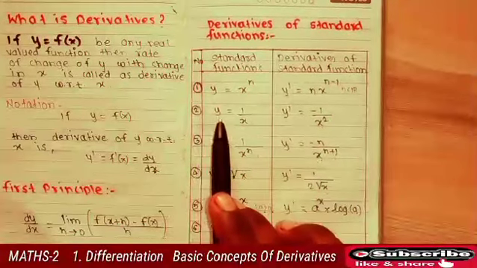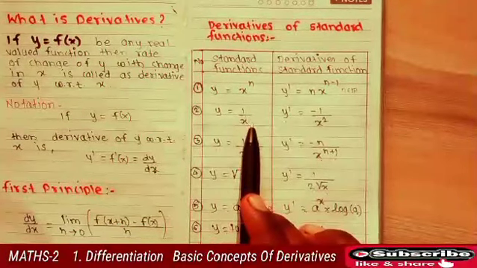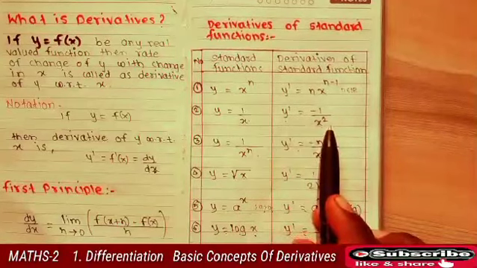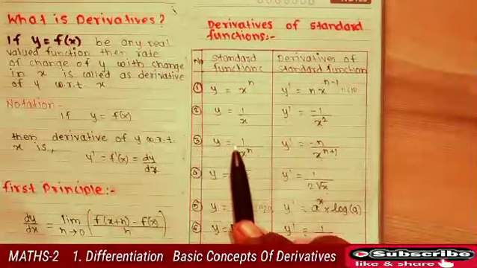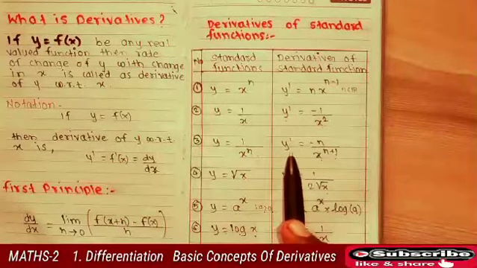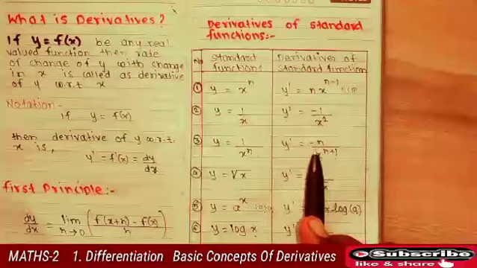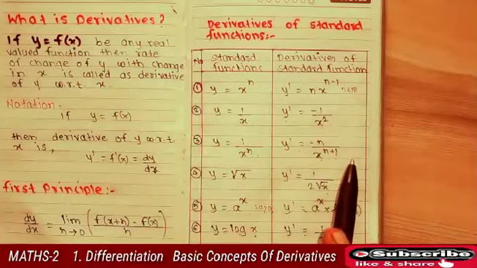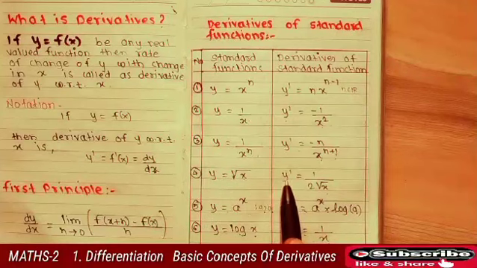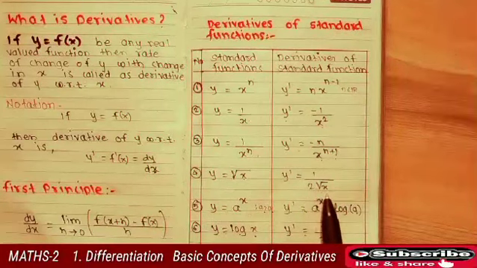Second formula, if y equals 1 upon x is the standard function, then its derivative y dash equals minus 1 upon x square. Third formula, y equals 1 upon x raised to n is the standard function, its derivative y dash equals minus n upon x raised to n plus 1. Fourth formula, y equals root x, its derivative y dash equals 1 upon 2 root x.